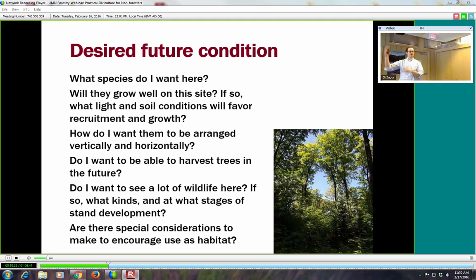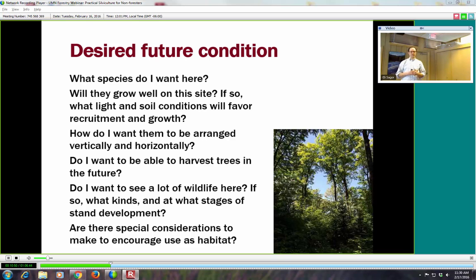So what kind of structure do we want to see within that forest, within that stand? Do I want to be able to harvest trees in the future? If so, I'm going to have to think a little bit about what trees I view as marketable, how quickly they're going to grow, and what I can do to favor those things.